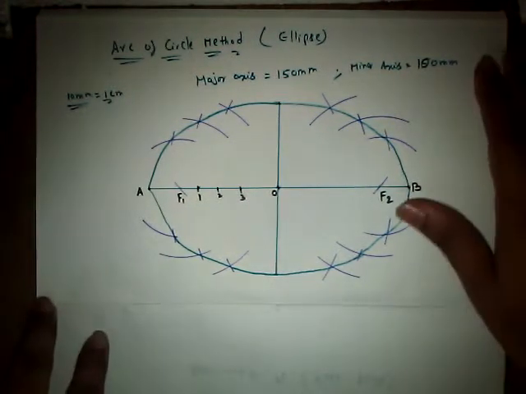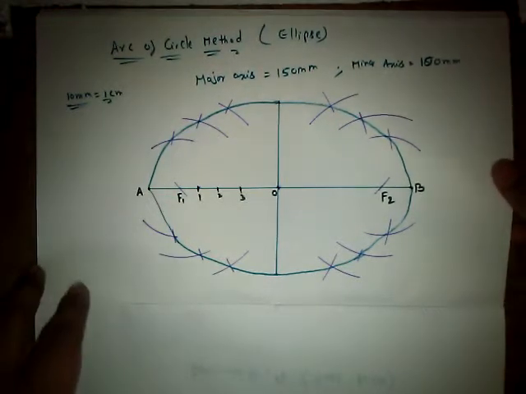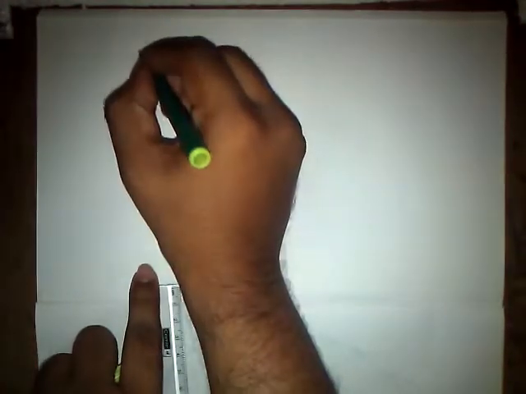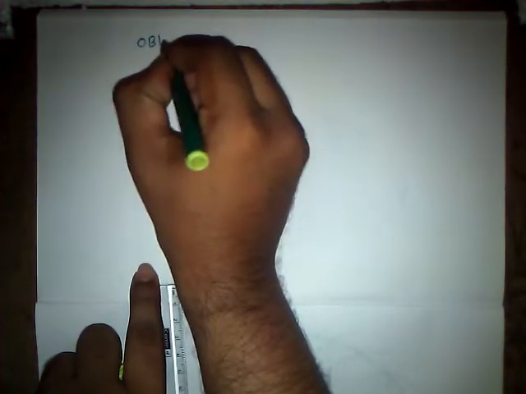So now let us move on to the arc of circle. After completing the arc of circle method, we shall learn about the oblong method. Okay. So the same question, with the same major axis, now we shall go with the oblong method.